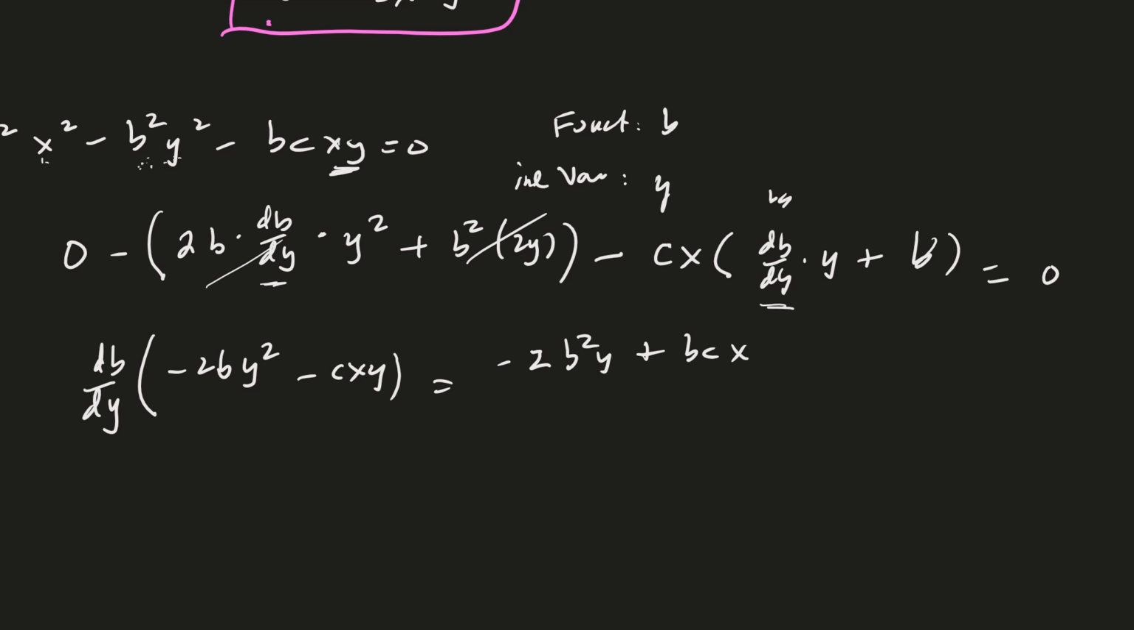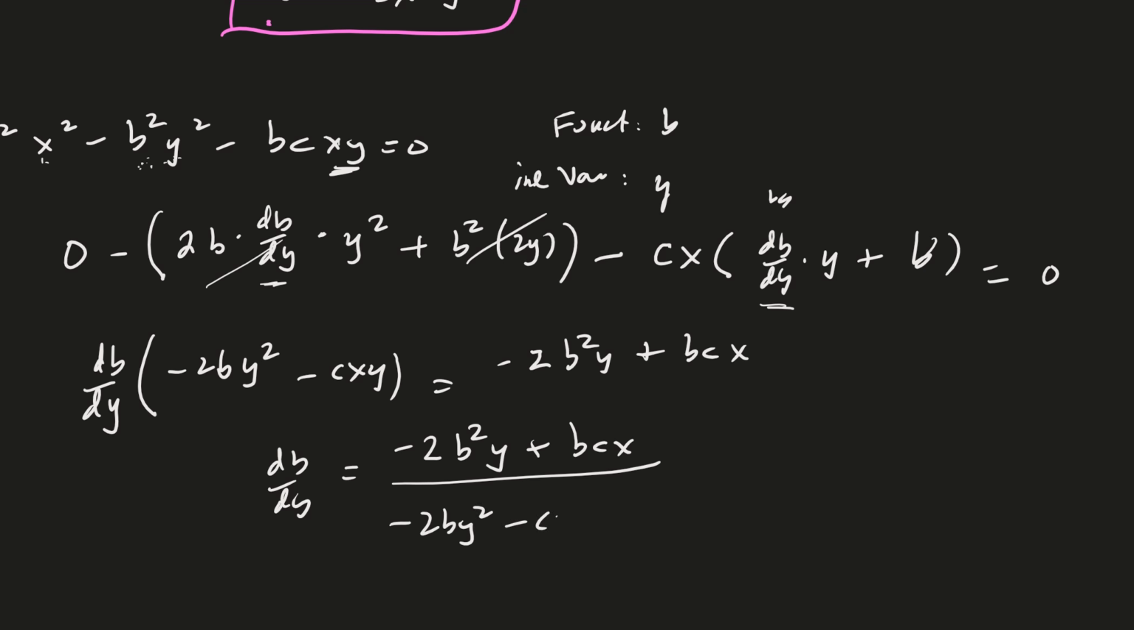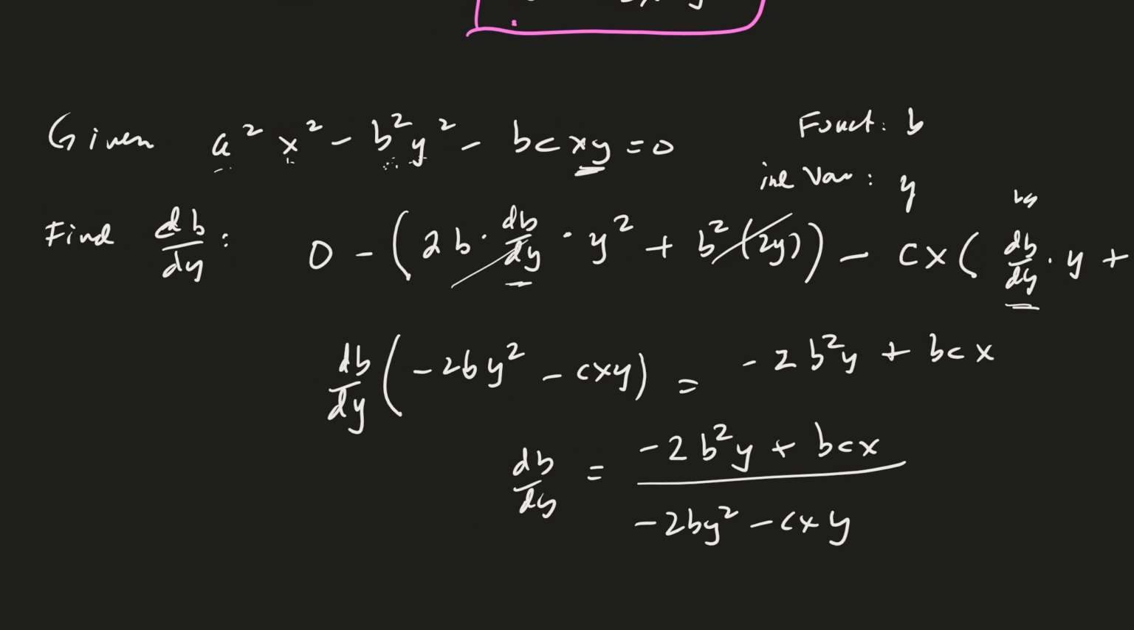Good, and then just divide. So db over dy would be minus 2b squared y plus bcx divided by minus 2b y squared minus cxy. Good. Okay, so this is just kind of playing games with notation, but I think the notation is important. It's good to be able to do that if you need to. All right.